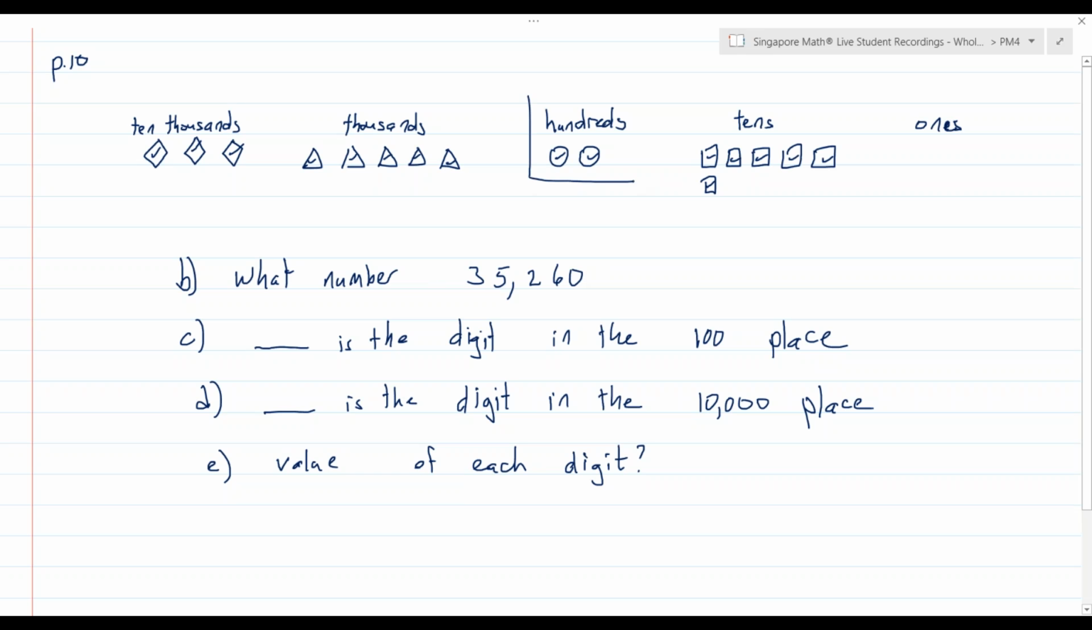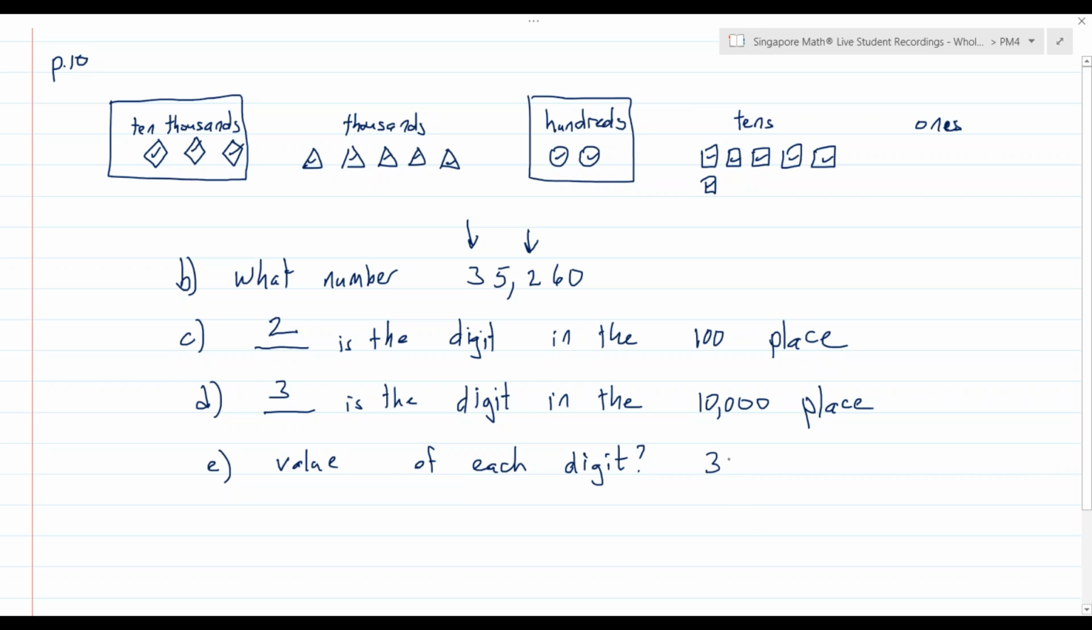Well, in the hundreds place, we see that there are 2 hundreds, and that's what that number 2 means there. So 2 is the digit in the hundreds place. What about the digit in the 10,000s place? This is the 10,000 place, and the number 3 is written because there are 3 of those. And so we have a 3 is the digit in the 10,000s place.